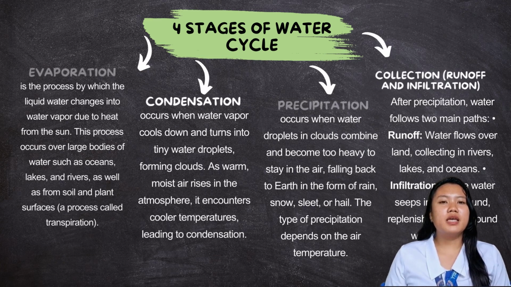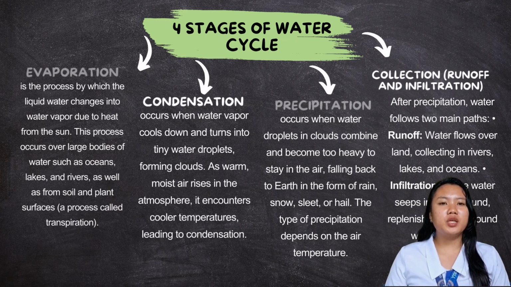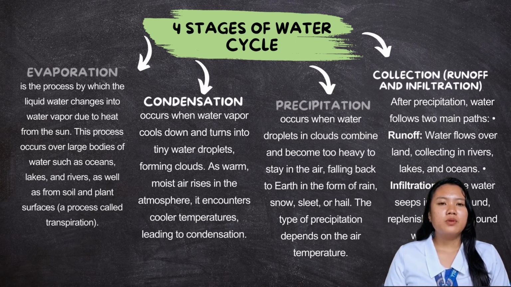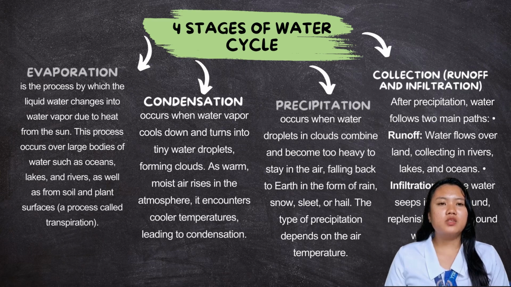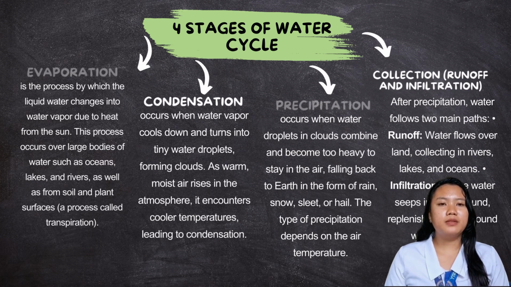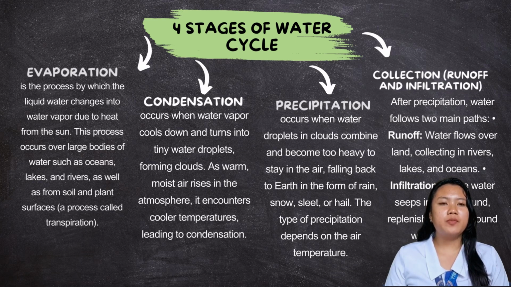So first is the evaporation. Evaporation is the process by which liquid water changes into water vapor due to heat from the sun. This process occurs over large bodies of water such as oceans, lakes, and rivers, as well as from soil and plant surfaces, a process called transpiration. For example, after a rain shower, puddles on the ground gradually disappear as the water evaporates into the air.